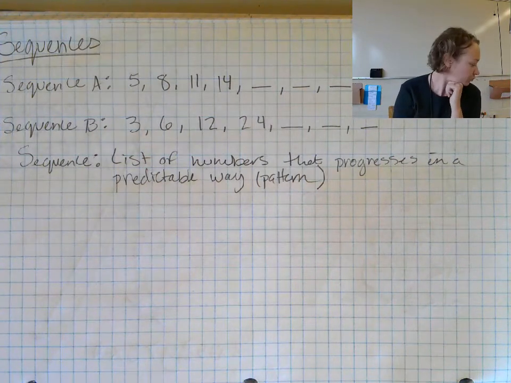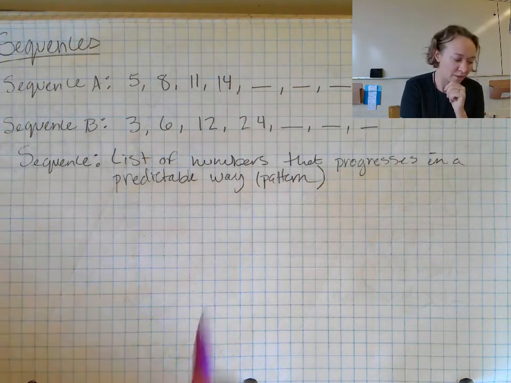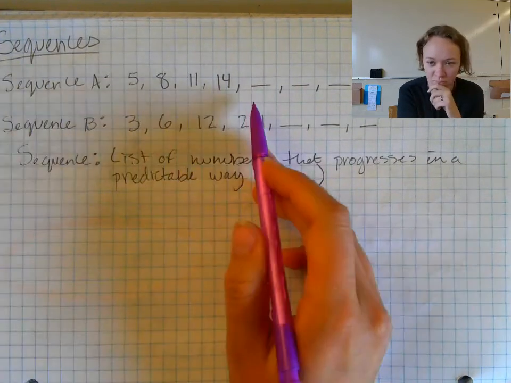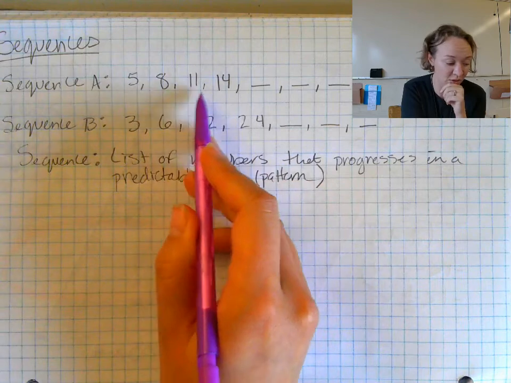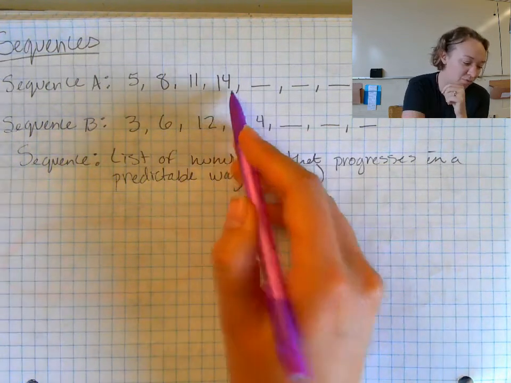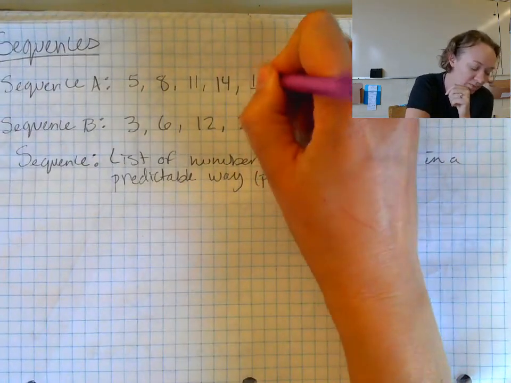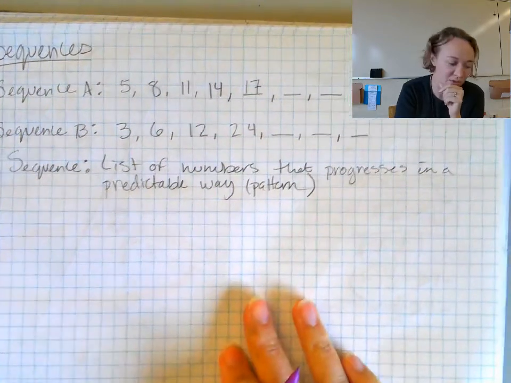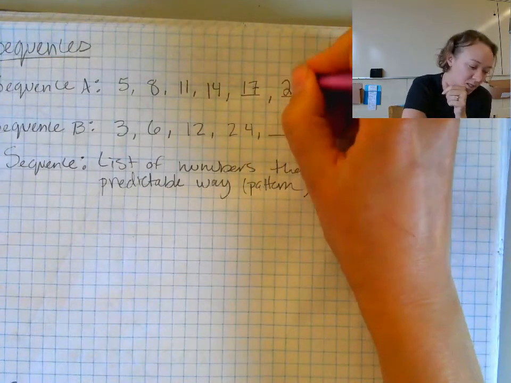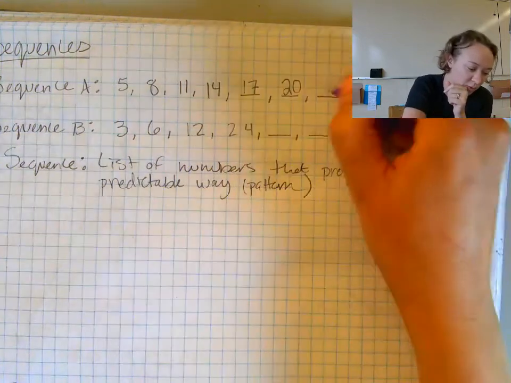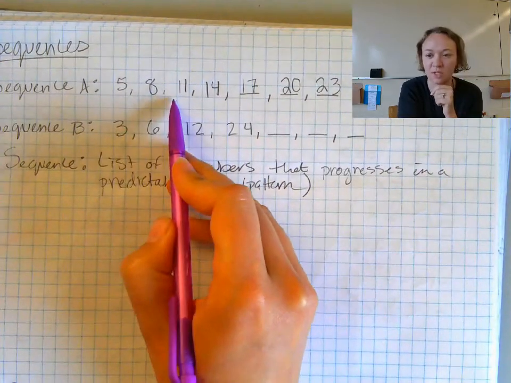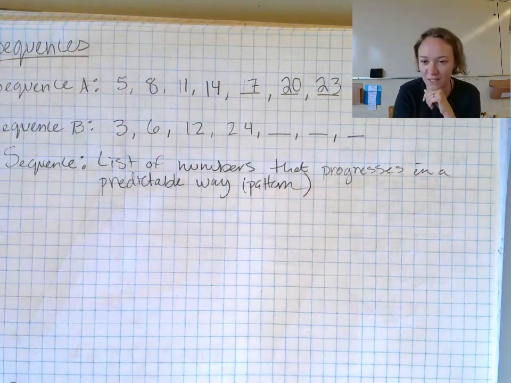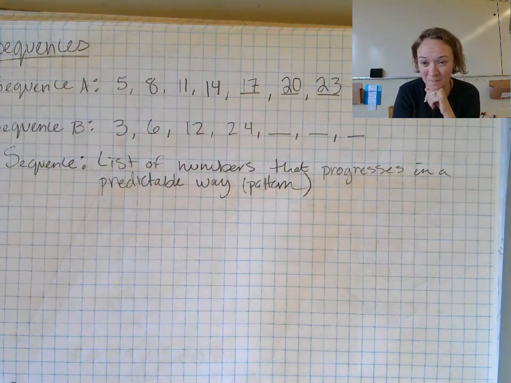All right. So for sequence A, hopefully you saw that it's growing by adding 3 each time, which would mean that after 14, we would have 17. After 17, we would have 20. And after 20, we would have 23. Because it was doing plus 3, plus 3, plus 3. That's called the common difference, which is 3.